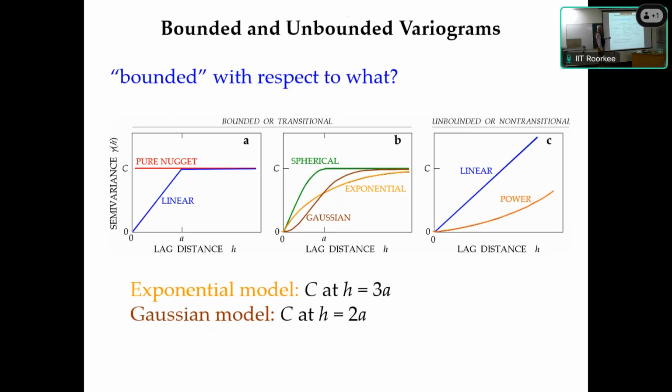For the exponential model, the structural component C is reached at approximately h equal to 3 times a. So if we multiply this distance by 3, that's the point where we get the transition to the sill. And for the Gaussian model, the brown curve, it is 2 times a.